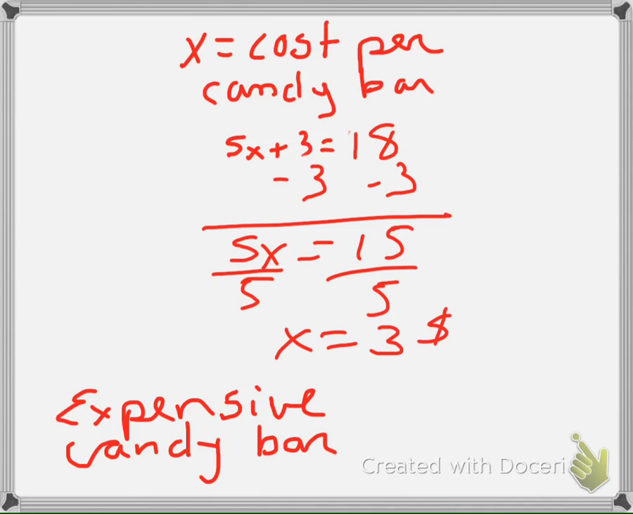Okay, my correct equation. The correct equation is 5x + 3 = 18. Now you know that x is the cost per candy bar, and 5 of them were bought, so 5 times the cost of the candy bar plus 3 is equal to 18. And then, of course, I solve it, and I get $3. Those were very expensive candy bars.